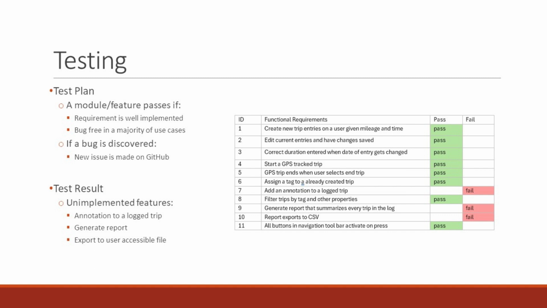And so we have a few test results that, as you see, weren't mentioned anywhere in the development or the requirements, such as the failing: add an annotation to a log trip, generate a report that summarizes every trip in a log, and report exports to CSV. These implementations were pretty bug heavy, and we got to the point where we just had a hard time getting them implemented. So when we were testing, we decided just to take them out completely, but we still wanted to show you that we tested them and that they just flat out didn't work.